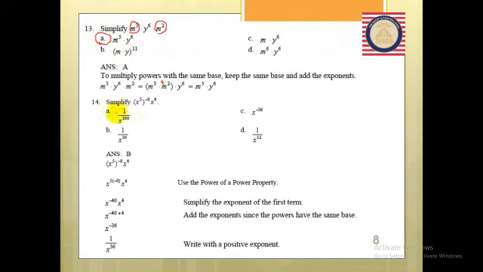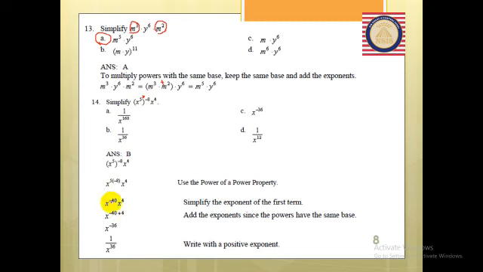Very good. Here, simplify x to the power of 5, all to the power of negative 8, times x to the power of 4. First, I'm going to finish this part. Okay? x to the power of 5, all to the power of negative 8. Inside the bracket there is a power, and outside the bracket there is a power. What am I going to do with the two powers here? I'm going to times. So 5 times negative 8 is negative 40, and x to the power of negative 4.